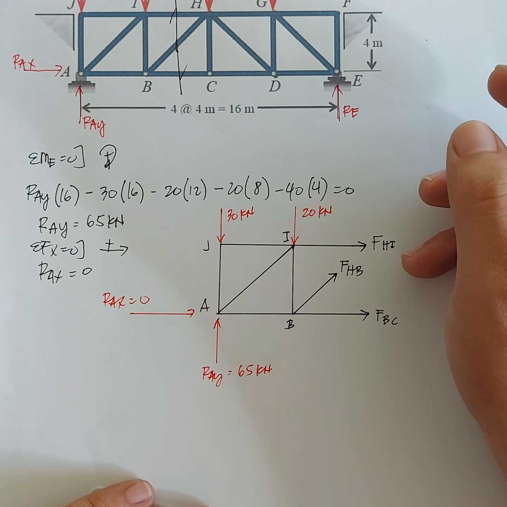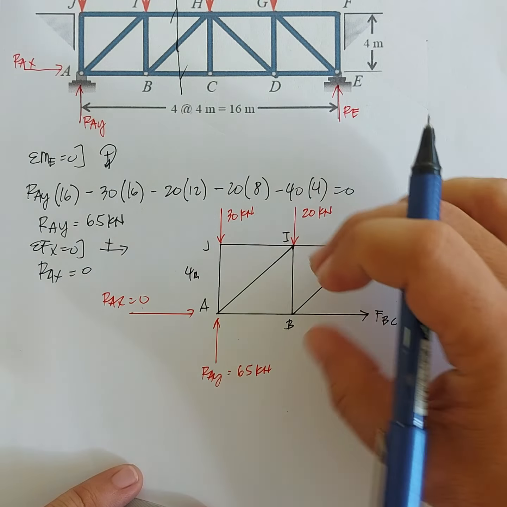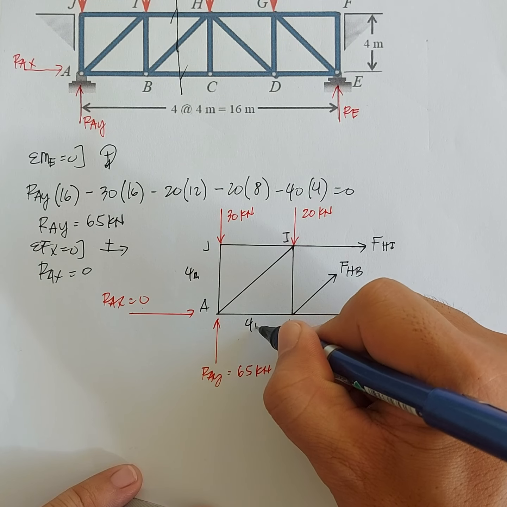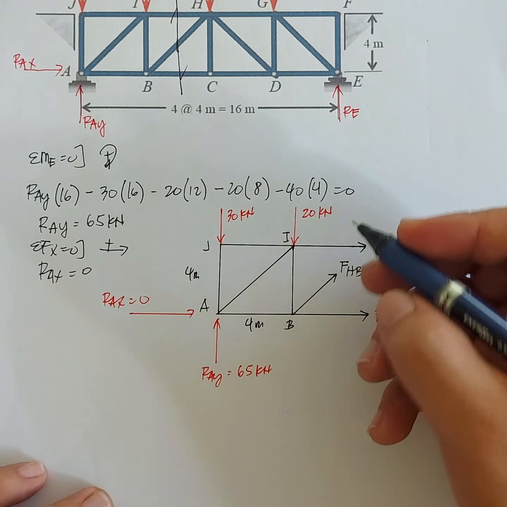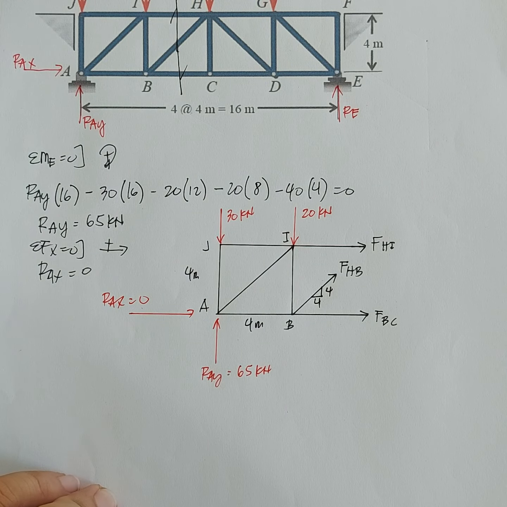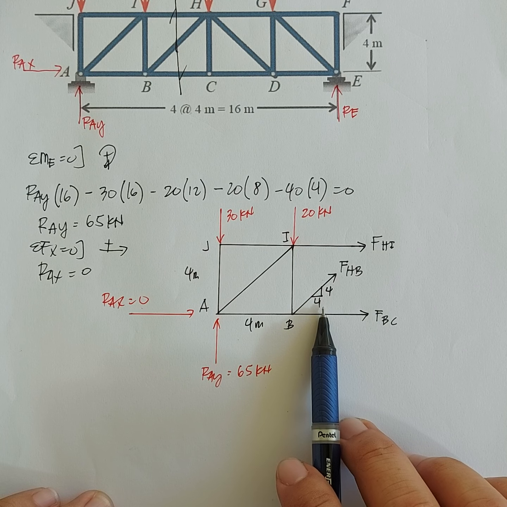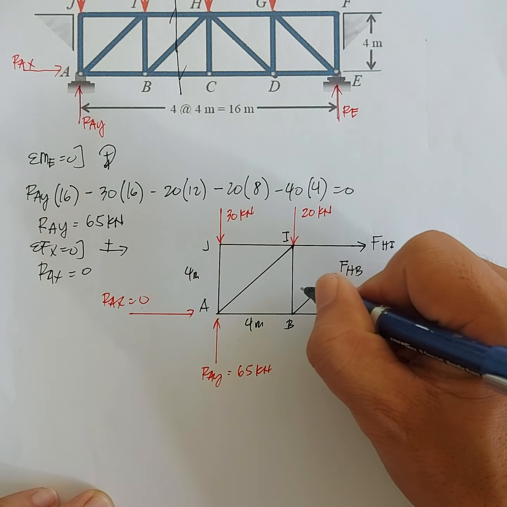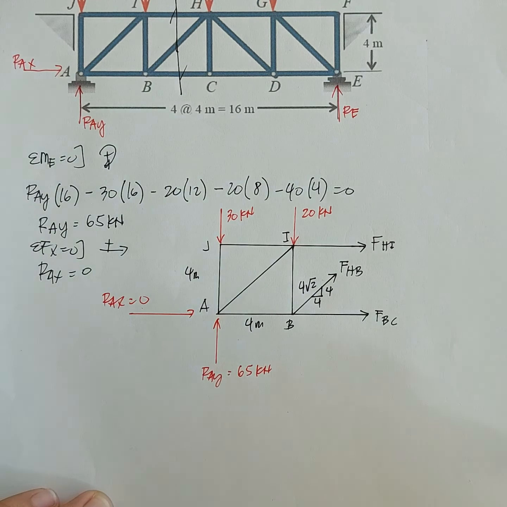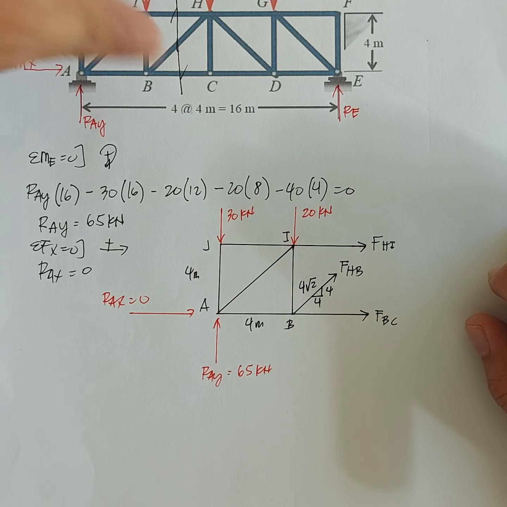And then, what else? The dimensions. This is 4 meters, yung ito. And this is also 4 meters. So that yung slope natin, ito. Slope natin, this is 4, 4. And then, yung hypotenuse. The hypotenuse, square root of 4 squared plus 4 squared, that's 4 square root of 2, 4 square root of 2 hypotenuse natin. And then, we're good. We can now solve for the unknown bar forces by applying the conditions of equilibrium.